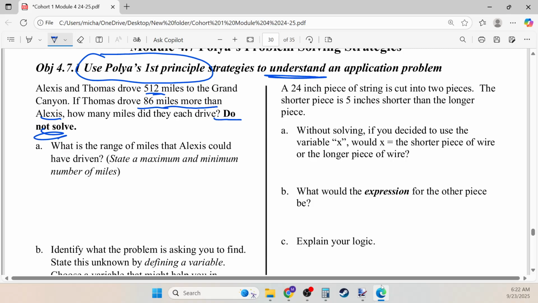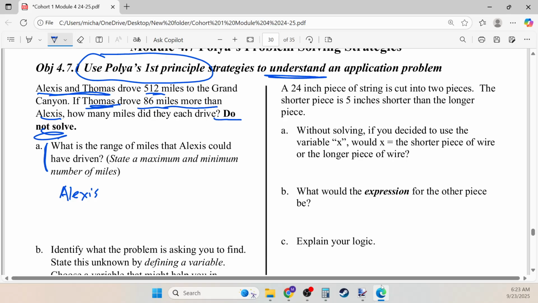What is the range of miles that Alexis could have driven? This question here might seem a little bit confusing. All it's asking us to do right now is to come up with some bounds on the possible answers. We know that if the two of them are both driving together, and Thomas drove more, then Alexis can't have driven half, for instance. We also know that he didn't drive the whole way. If he drove the whole way, he would have driven 512 miles more than her.